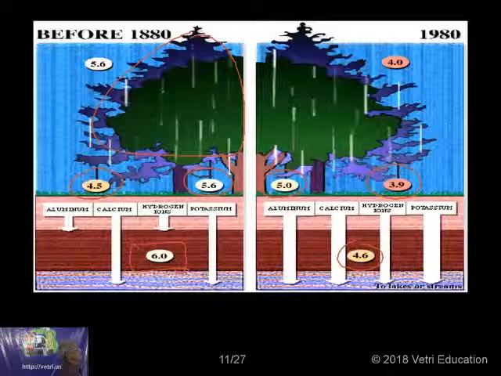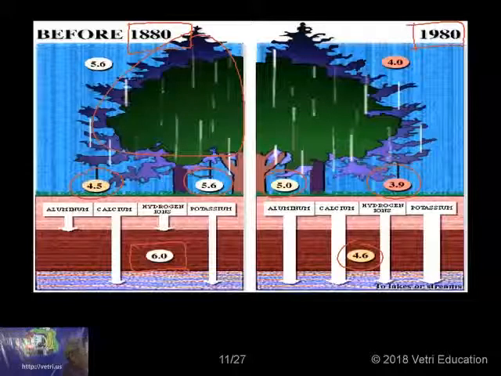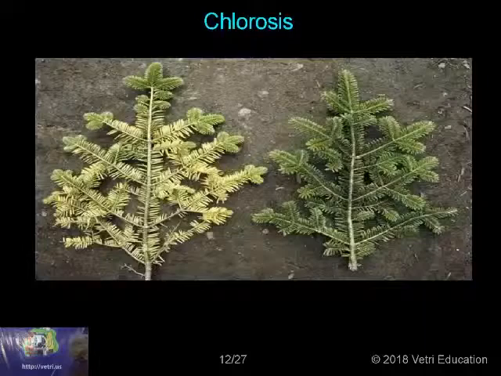A comparative picture of 100 years, what happened in the 1880s and 1980s. See how much of a change. Compare the acidic level. 5.6 has become 4, 5.5 has become 5, then 5.6 has become 3.9, 6 has become 4.6. See, so much of a change in the acidity in the water, environment, everywhere.